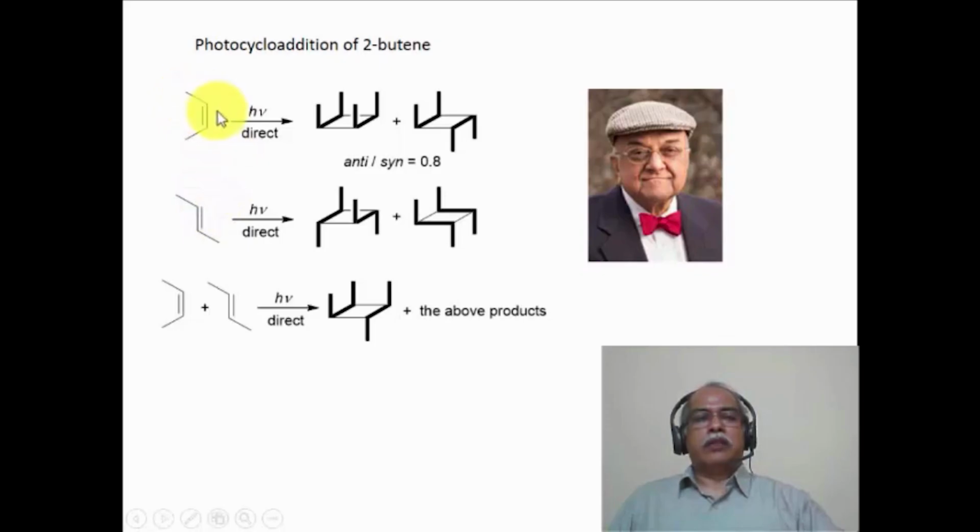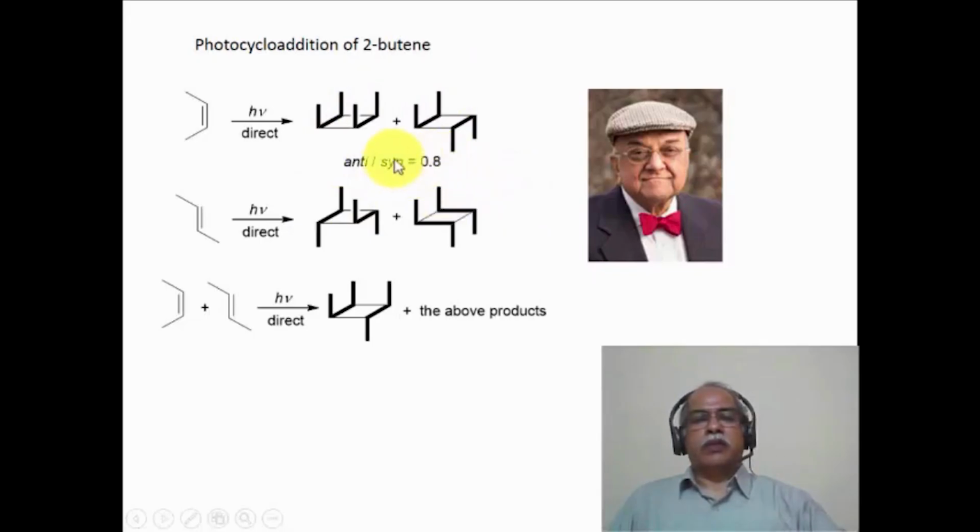So if we take cis-2-butene under low conversion where the cis-trans isomerization does not take place, in other words the pure cis-2-butene undergoes direct photolysis to give two molecules where the 4 methyl groups are cis with respect to each other. Here the 2 methyl groups are cis and this is anti-cis. So this is cis anti-cis is what we have. We will just call it the syn isomer here and an anti-isomer here in terms of the nomenclature that we are talking about. So this is formed in about 0.8 ratio.